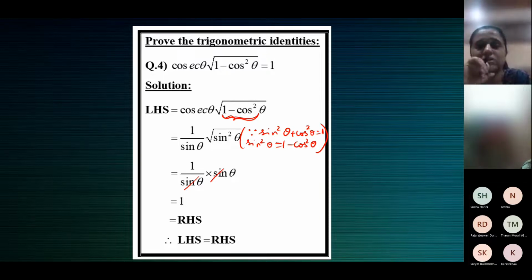The heading is prove the trigonometric identities. You can just prove the following trigonometric identities and just write 1, 2, 3, 4. You don't have to write the heading for every question.